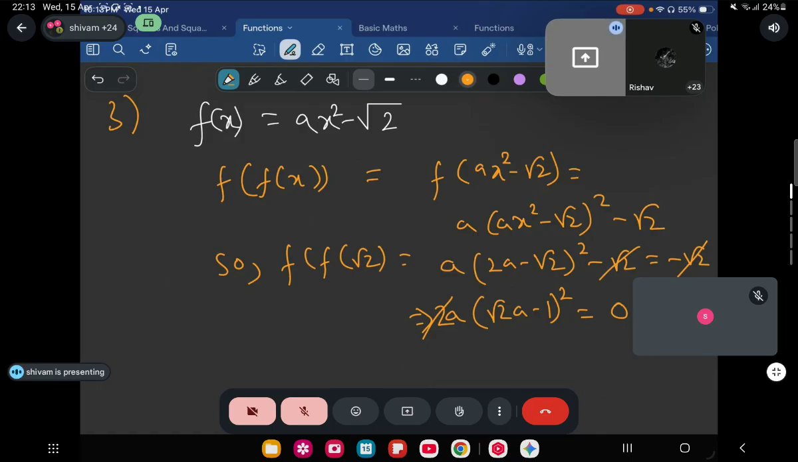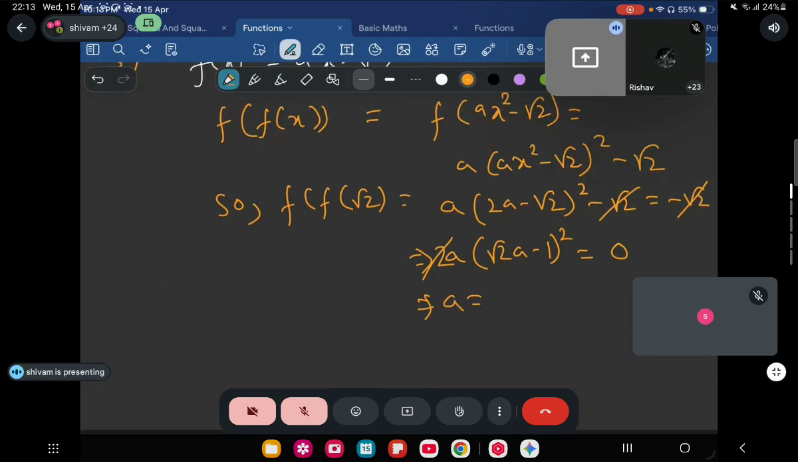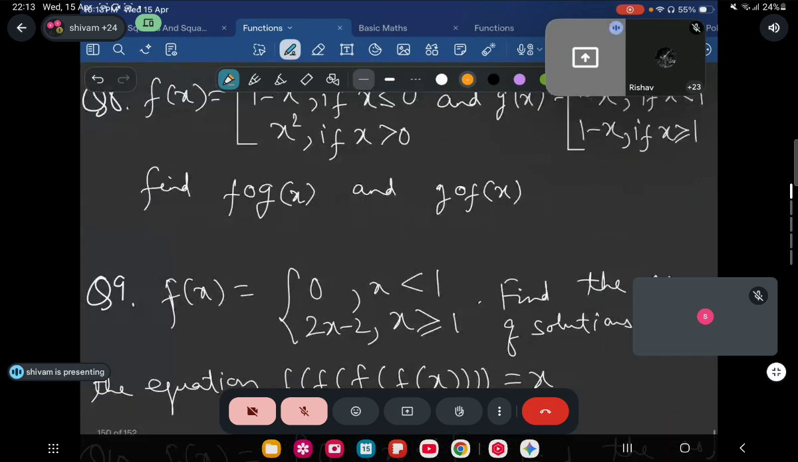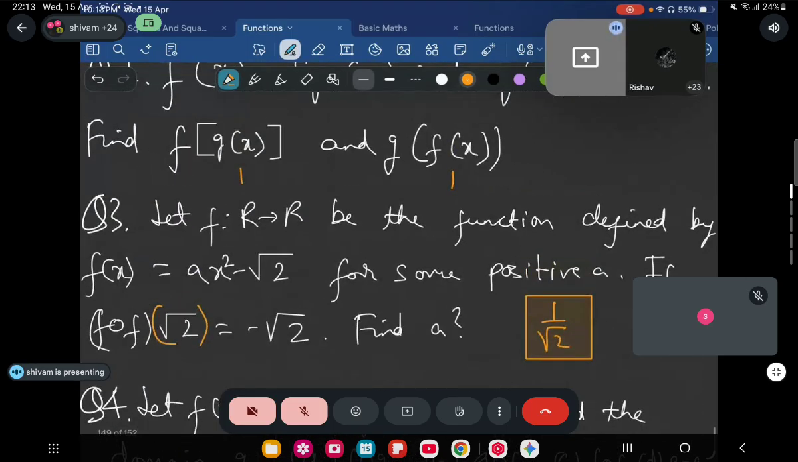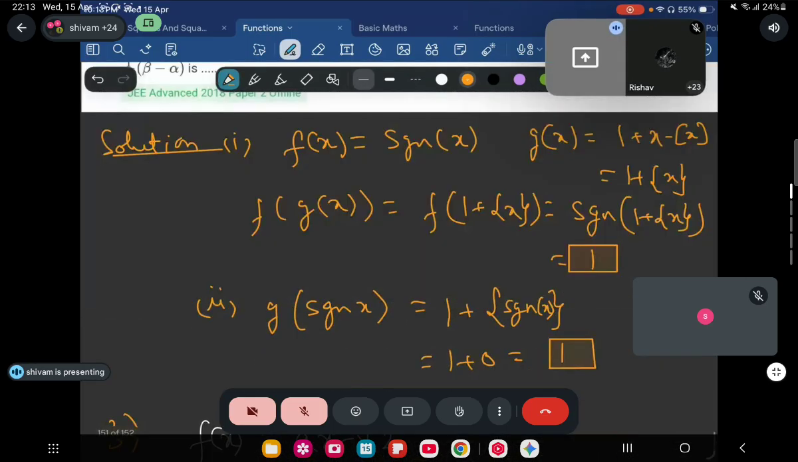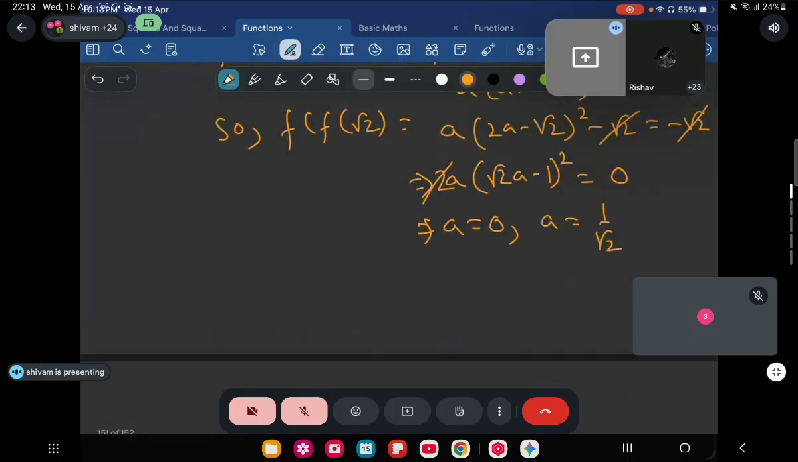So there are two cases. One is a equal to 0 or a equal to 1 by root 2. Are you getting it, Rishabh? Tell me. Yes, I got it. But over here, there must be some other condition given. It is given that for some positive a. Therefore a equal to 0 is discarded because 0 is not a positive number. Therefore a equal to 1 by root 2.